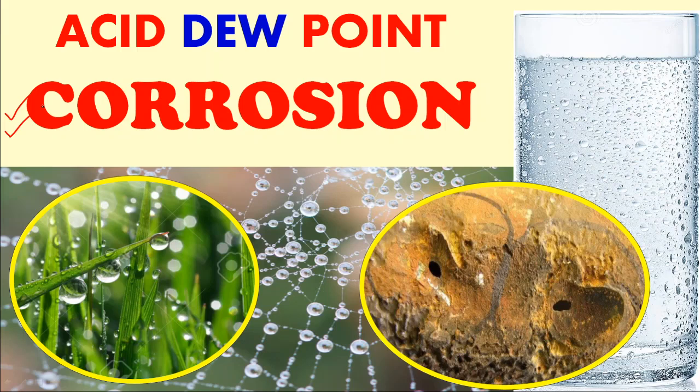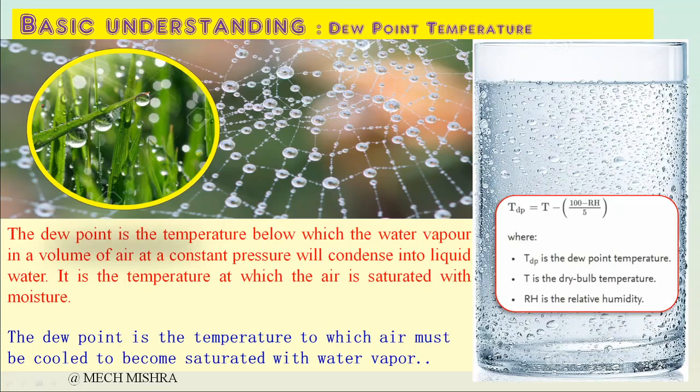Today we are here to discuss a very important damage mechanism, that's acid dew point corrosion. It's typically seen across the industry, chemical, petrochemical, refinery, and it's very interesting. So let's start without any delay. Basic understanding of the dew point. So first of all, we will understand what is the dew point temperature.